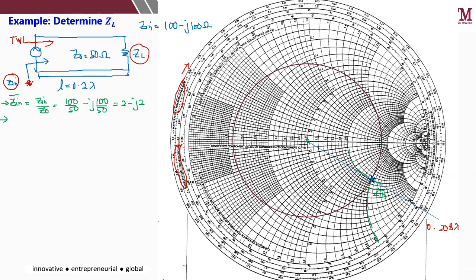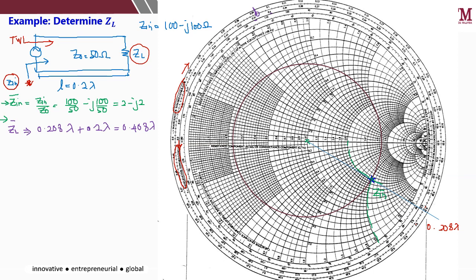So the total length of the transmission line is 0.2. So the new position of the ZL bar will be at 0.208 lambda, the current position of your Z-in, plus the total length of the transmission line, 0.2 lambda, so 0.408 lambda. Okay, so you refer to the Smith chart, look at the second axis towards the load, so anti-clockwise in this case, so 0.4, 0.41, so 0.408 is somewhere here.